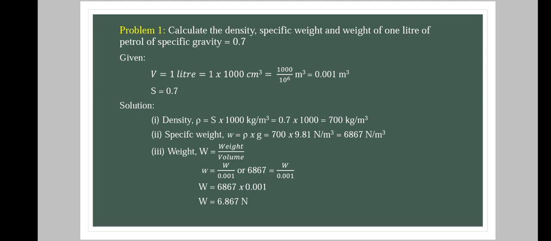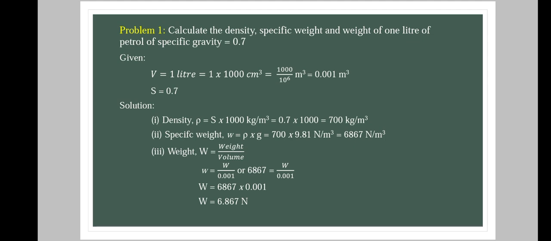Problem number 1: calculate the density, specific weight and weight of 1 liter of petrol of specific gravity 0.7. So we have to find density, specific weight and weight of 1 liter of petrol. The only given data is specific gravity. So the given data will be V equal to 1 liter. So 1 into 1000 centimeter cube, we are converting into meter cube. Here 1000 divided by 10 power 6 meter cube, that is 0.001 meter cube. The conversion is given, and the specific gravity value is 0.7.